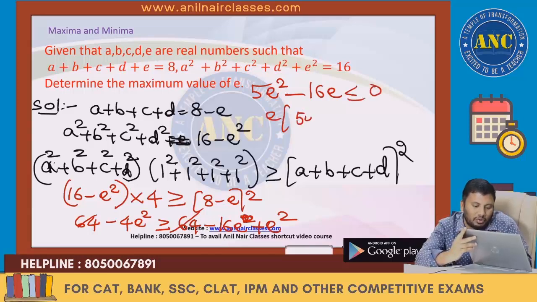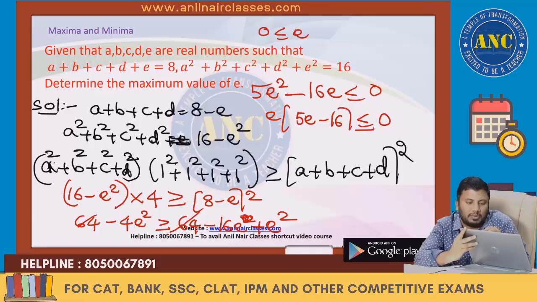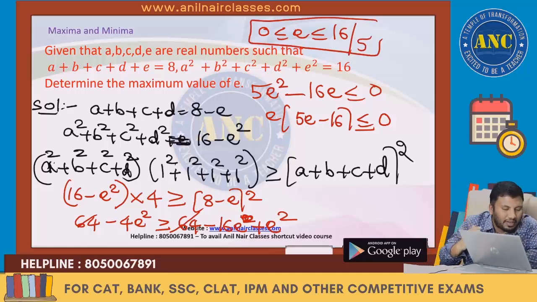So E into (5E minus 16) is less than or equivalent to 0. Less than means it lies between the values: 0 less than or equivalent to E less than or equivalent to 16 by 5. Kindly ask me in case you have any doubts.